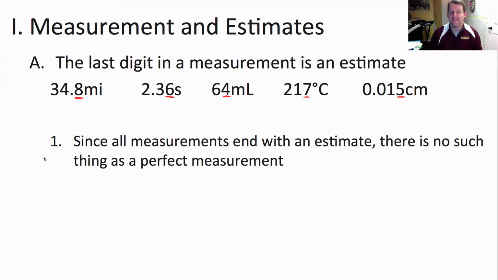What that means is then that there are no such things as perfect measurements, right? Every measurement has this last little estimate. So if someone were to say, hey, I thought this was 34.7 miles, that would be totally acceptable. This last estimated digit will be different from different people. It may also be the same, but it can be different.